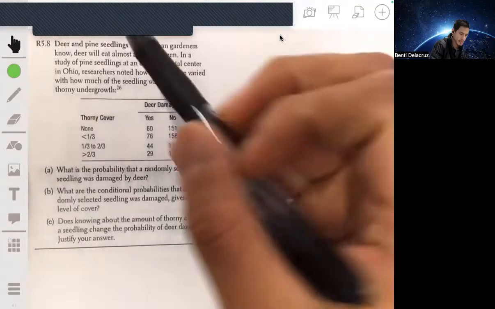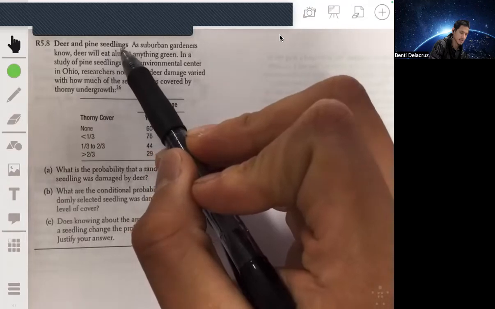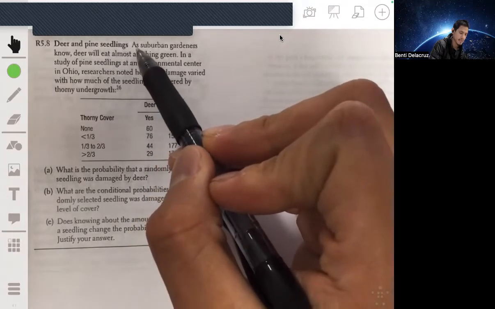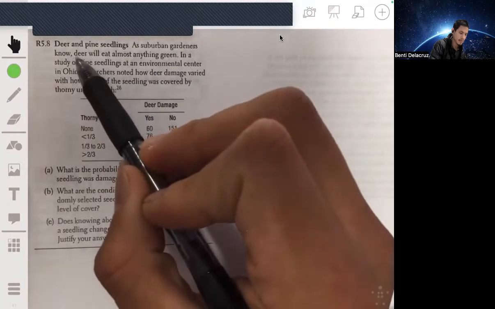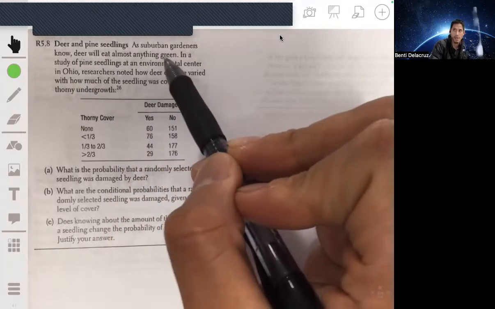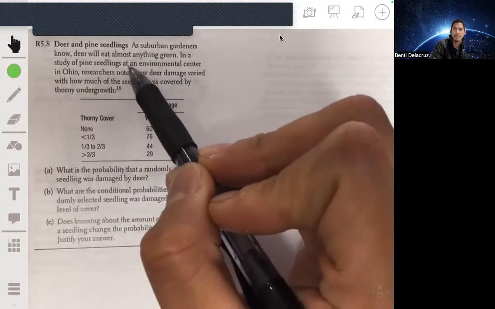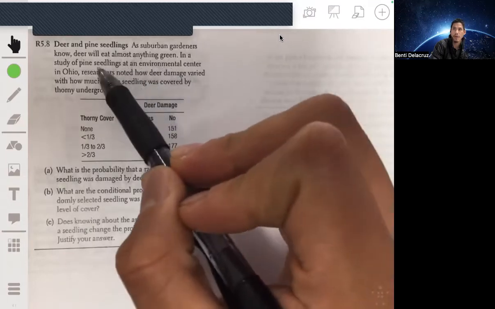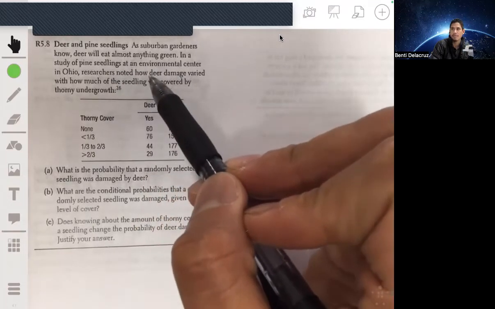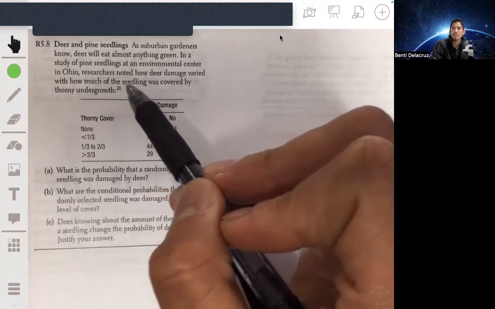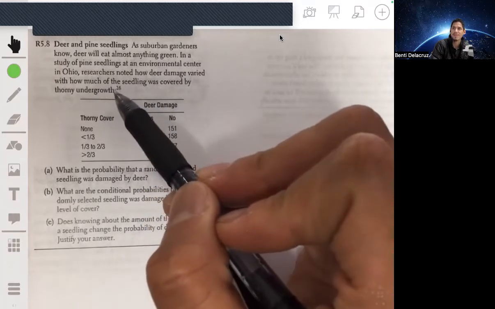All right, so here we got deer and pine seedlings. Interesting. Suburban gardeners know deer will eat almost anything green. In a study of pine seedlings at an environmental center in Ohio, researchers noticed how deer damage varied with how much of the seedling was covered by thorny undergrowth.